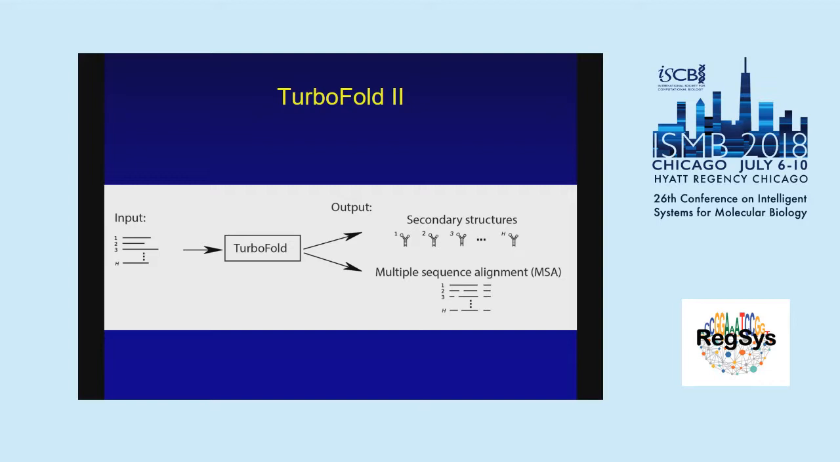So TurboFold 2 takes the input of homologs and outputs secondary structures for each of the sequences. And the new feature which I added to the new version, TurboFold 2, is that it gives the multiple sequence alignment using the structural information from the homologs.